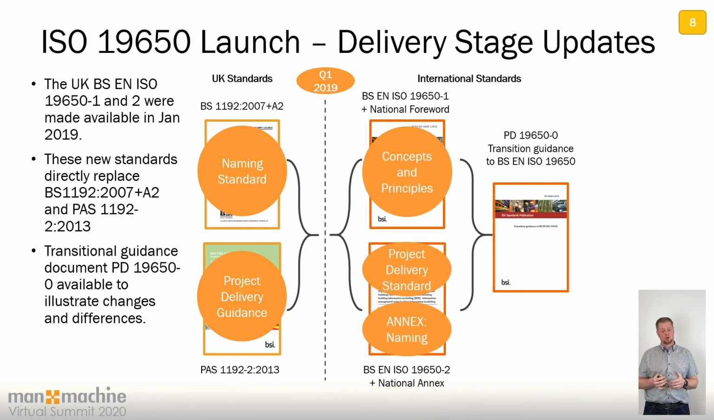And the new suite of documents had a bit of a reshuffle. So part 1 now covers the concepts and principles around the use of ISO 19650, including some UK specific content around the National Foreword and the National Annex in part 2. And now the project delivery standard includes the UK naming standard as part of its annex. And most usefully as part of that initial launch, PD 19650 Part 0 was also released to explain some of the transition between the PAS suite and the new guidance that's being pushed out.